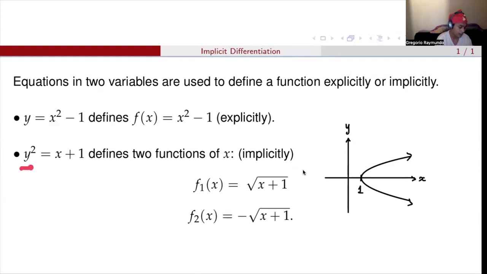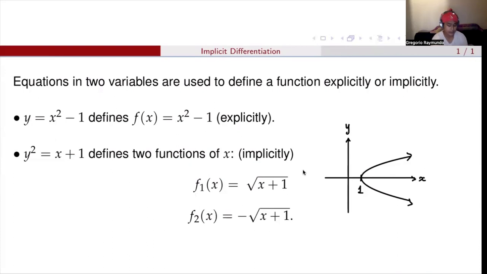On the other hand, y squared equal to x plus 1, so if you guessed right na, of course, hindi siya necessarily function, no? Kasi ang graph niya itong parabola opening to the right, okay? At ang vertex niya ay (-1, 0). By the vertical line test, we will say na, okay, hindi siya function.